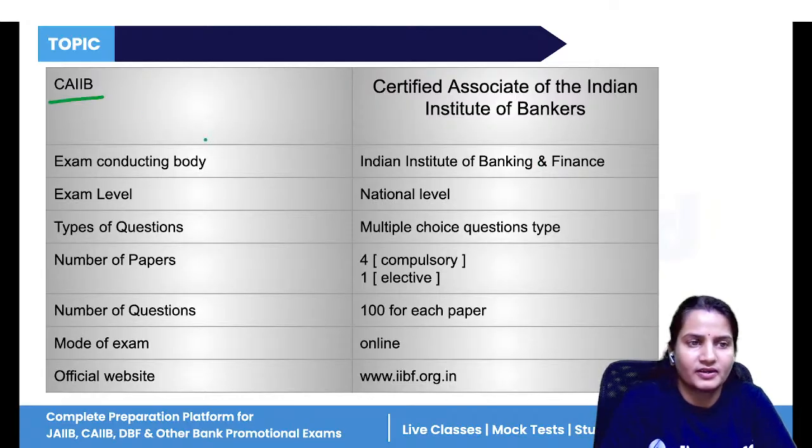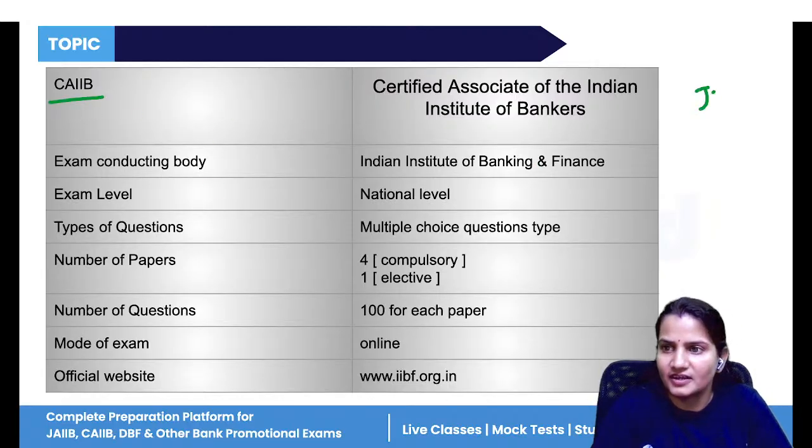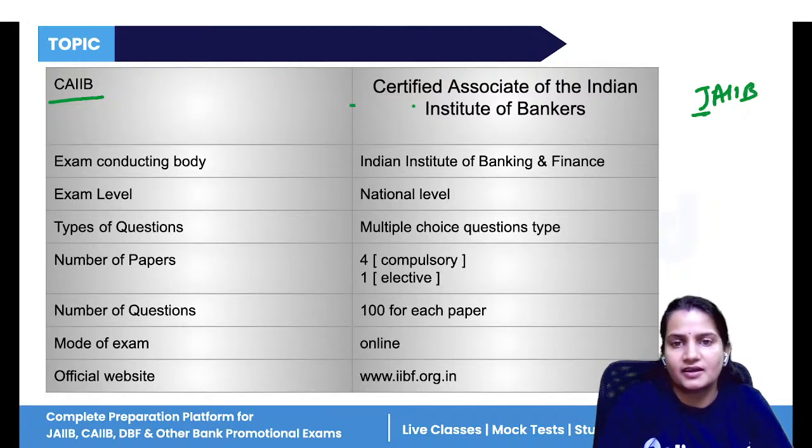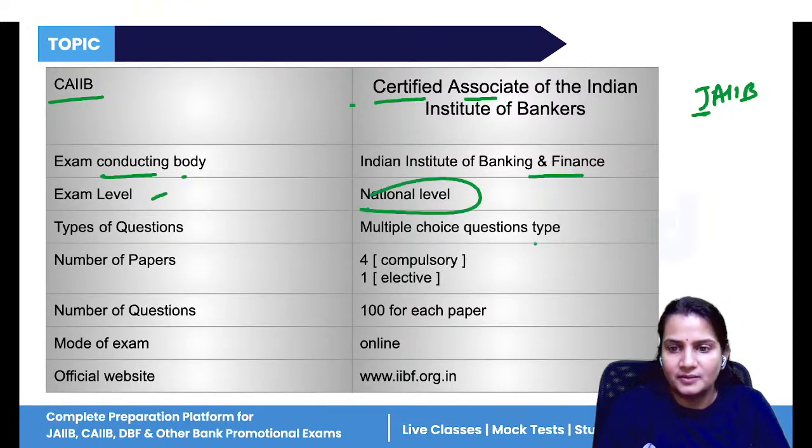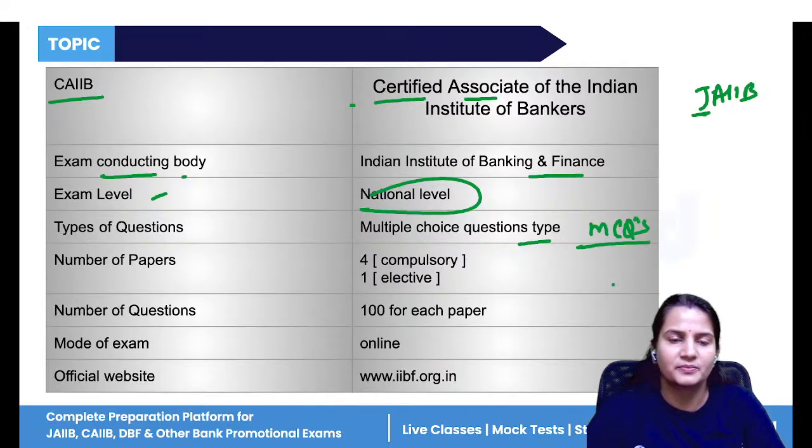So you all know what is CAIIB, just like JAIIB. JAIIB is Junior Associate and CAIIB is Certified Associate. Now, exam conducting body, the same IIBF, exam level, national level, types of question you will see MCQs. In JAIIB you will see multiple types of questions of different marks, half marks, 1 mark, 2 marks. But in CAIIB every question would be of 1 mark only.